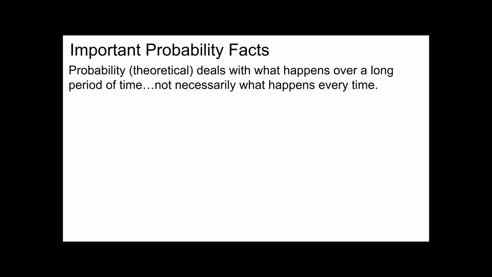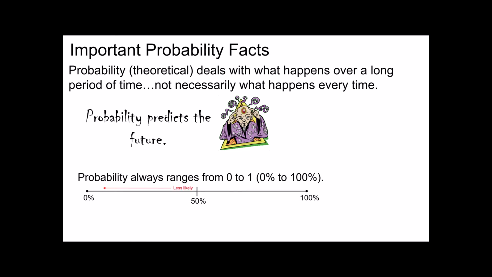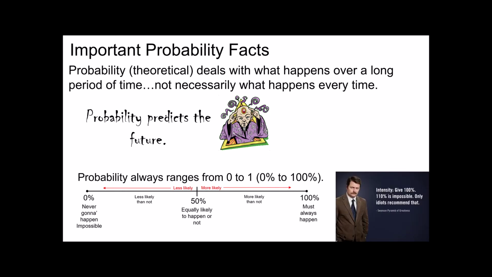The second thing we did is we reminded ourselves that probability, or theoretical probability, deals with what happens over a long period of time, not necessarily what happens every time. I can't predict what a die will do if I roll it once, but I can predict what should happen if I roll it 10,000 times or 20,000 times or 30,000 times. And in that way, we use probability to make predictions about the future and make decisions about what is going to happen. It always ranges from 0 to 100%, with 0% possibility being things that cannot happen, 100% being things that must happen, and 50% probability meaning that it's equally likely to happen or not.